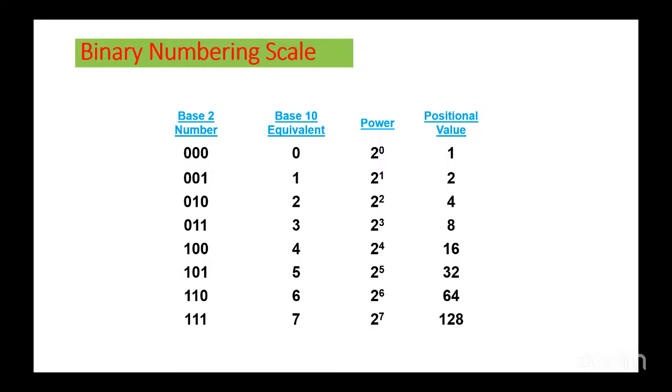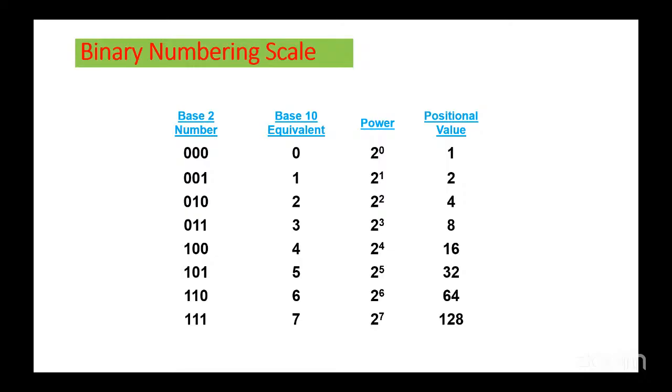Next one. The decimal number 1 is 001 in binary. For the second decimal number, 2, it is 010. For the third, 011. 4 is 100, 5 is 101, 6 is 110, 7 is 111. This is the highest. So powers may be represented.